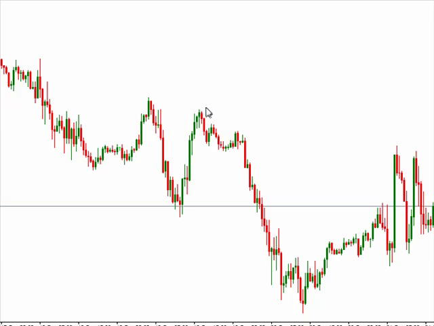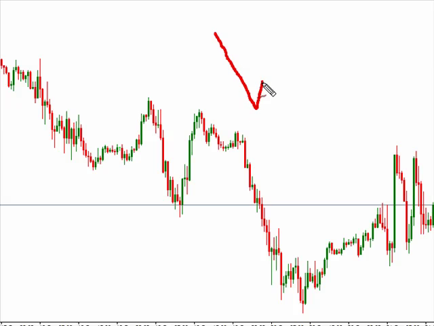So that's one type. Now, another type is the continuation. And the continuation pattern is going to continue that trend. A common one that we can talk about is a flag pattern or a triangle pattern where the price is moving down and then it starts to move kind of counter to this, forming what looks like a flag. Again, resistance, support, downtrend. When it breaks below that, we'd anticipate a continuation of that trend.